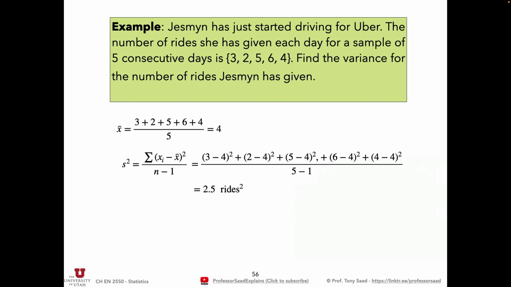I know it's a weird measure, but it is what it is. Once we take the square root, it brings us back to dimensions of rides, which is what we will care about. So then the spread in her data would be about maybe 1.2 rides or something, right? So that's kind of how much her data varies.